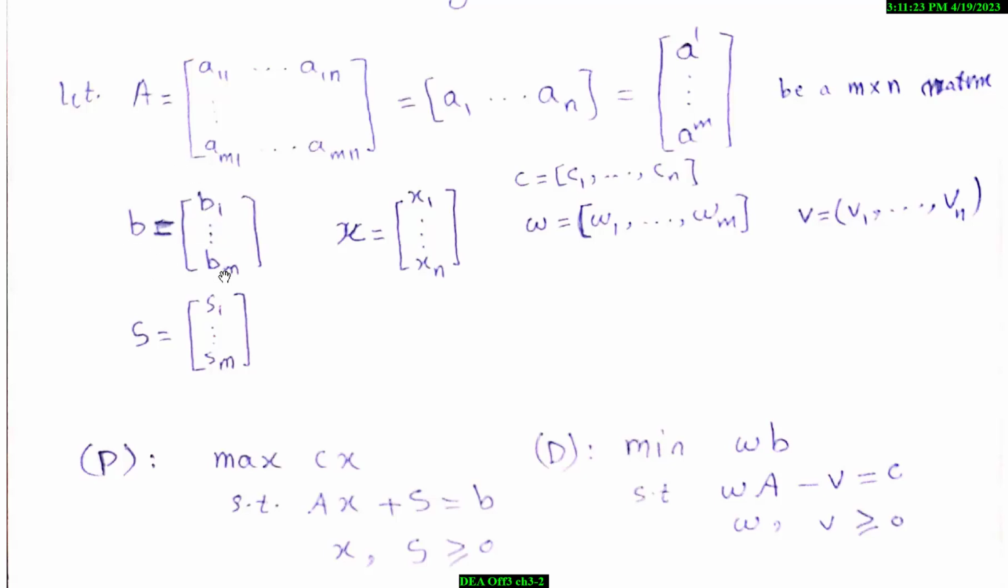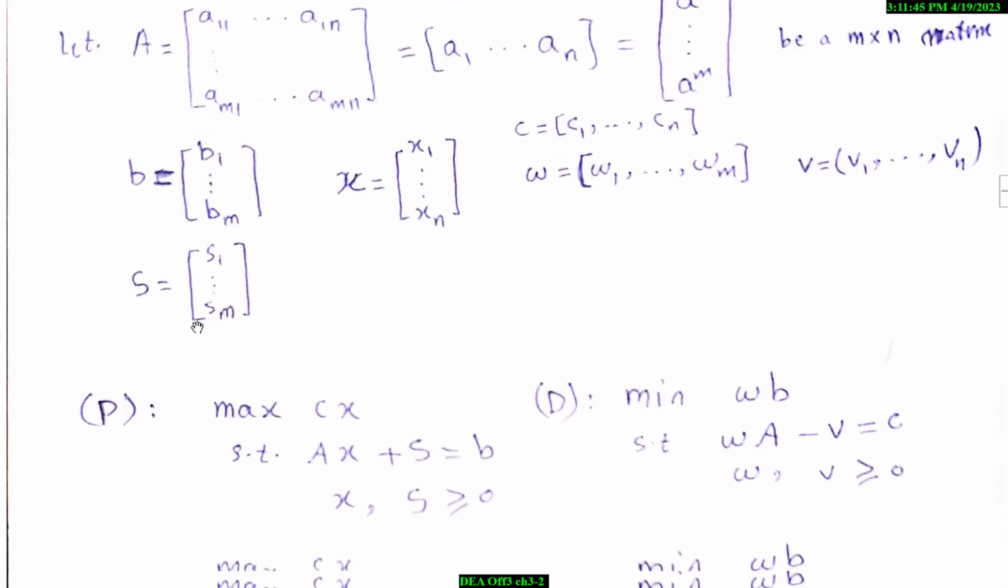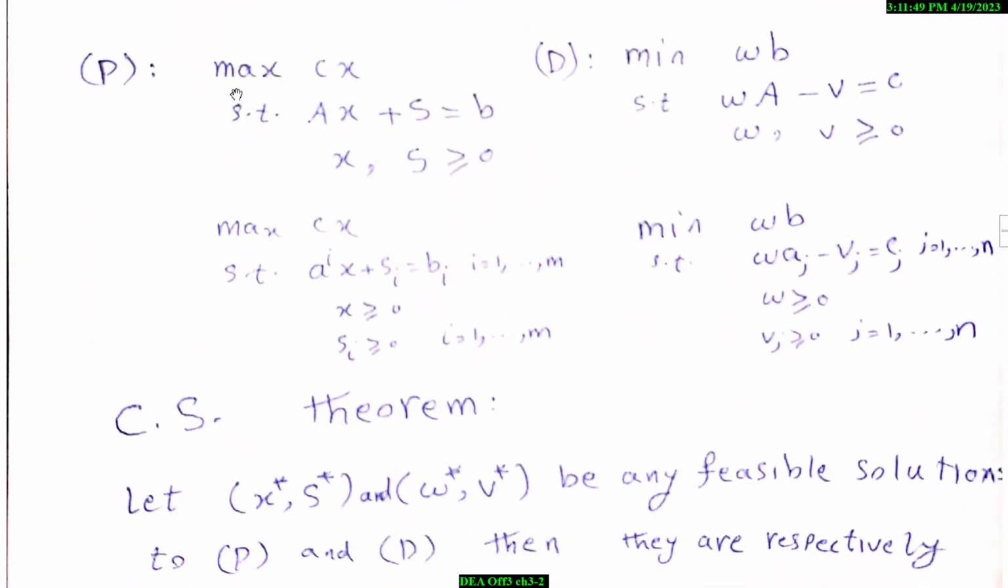Let b be an m vector, x an n vector, c an n row vector, w an m row vector, v an n row vector, and s an m vector. From linear programming, you know, if we have a linear programming as this, it can be shown also by this one. Its dual would be this model, which can also be written in this way. So we name them P and D, and of course this is reversible, meaning if the right one is primal, the left is dual.